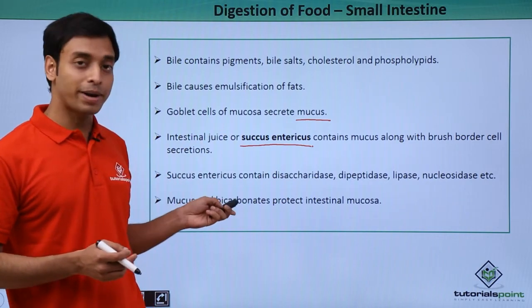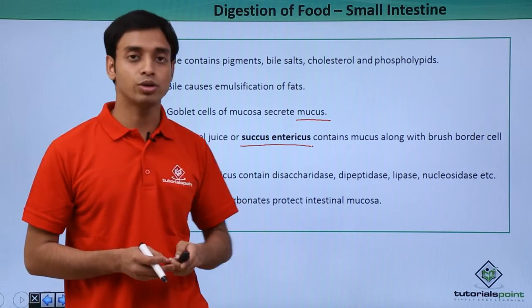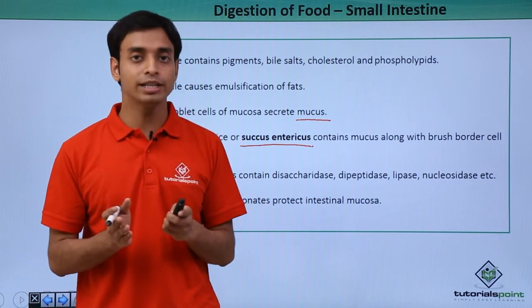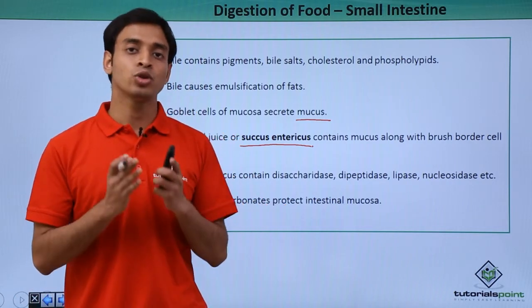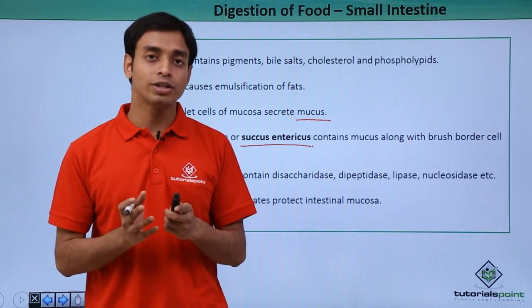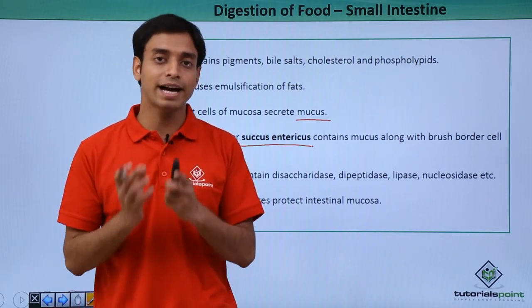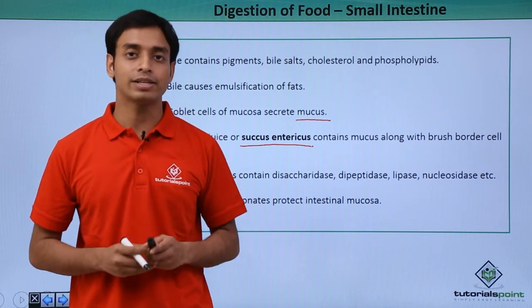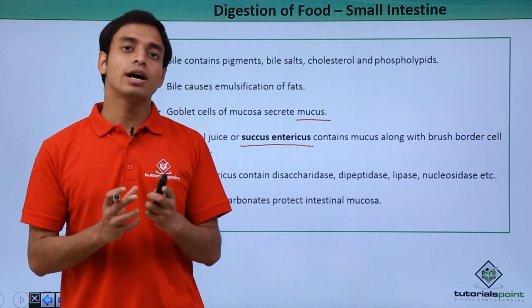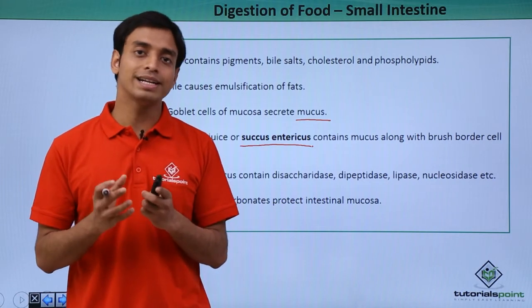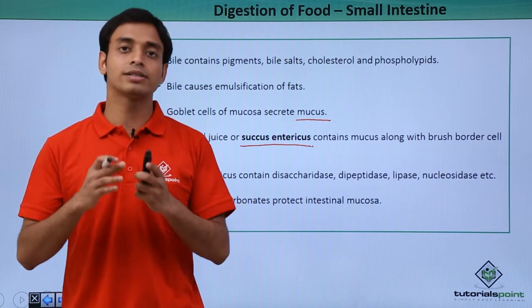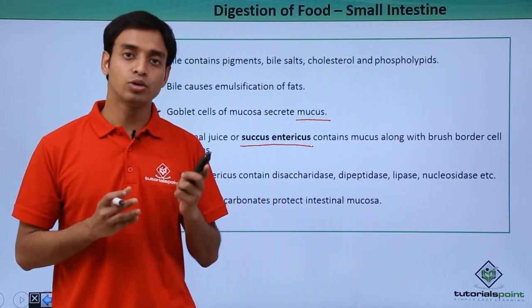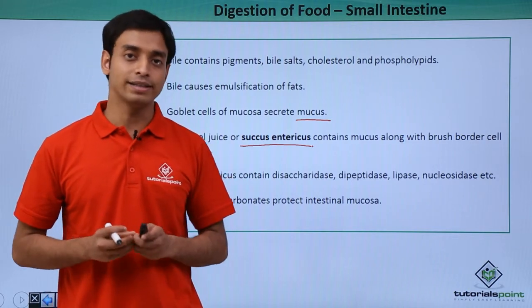Also the mucus and the bicarbonates present in the intestinal mucosa help in lubricating the passage and, in addition to that, also prevent damage from the acidic food materials, or acidic chyme, coming from the stomach due to the presence of HCl in the gastric juices. It allows the formation of a slightly alkaline environment and it protects the outer layer, or the mucous layer, of the stomach and the intestine.